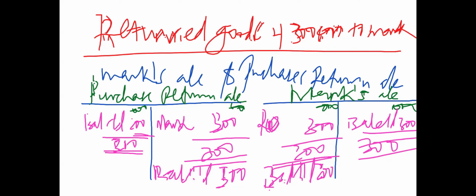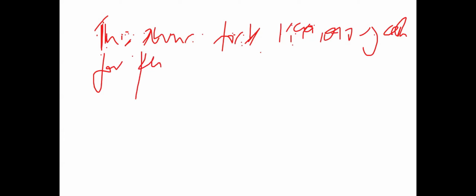So let's look at the next transaction. Transaction number 8, which happened on June 16th. They are saying that the owner took 100,000 cash for personal use. The owner took 100,000 of cash for personal use.